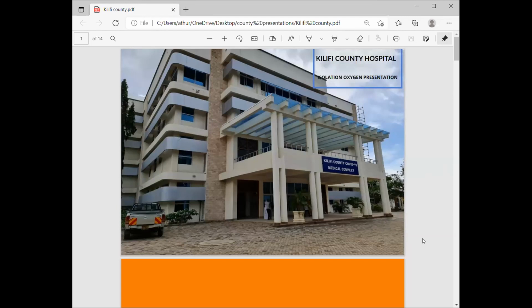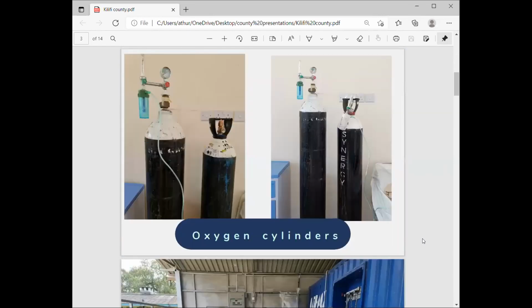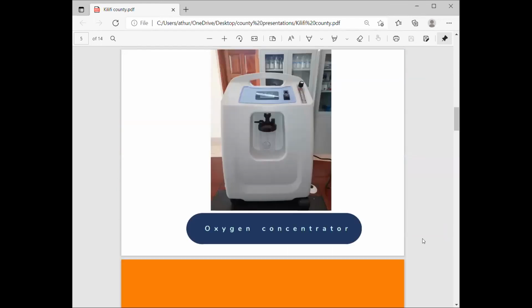I'm Dr. June, a clinician working at the COVID isolation in Kilifi County. Current status, oxygen sources, we have oxygen cylinders. We are lucky to have an oxygen plant. We also have oxygen concentrators, 2 currently.